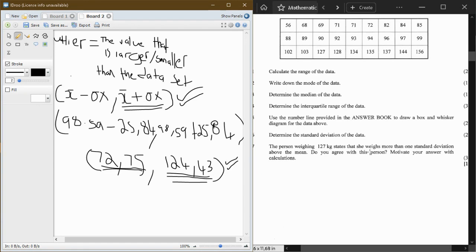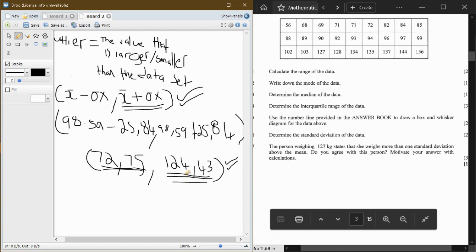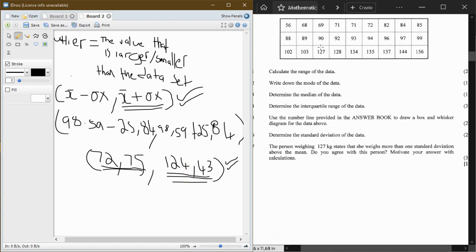Do you agree with this person? And motivate your answer with the calculation. So now in this case, we see that 127 in this data set is greater, right? In other words, this person is weighing more than one standard deviation. So when they talk about one standard deviation, it means before the sign of the SI unit of standard deviation, there is a 1, right? So now they say this person weighs more than this.